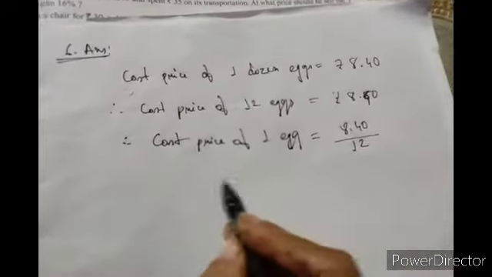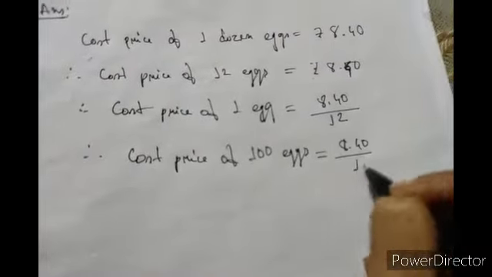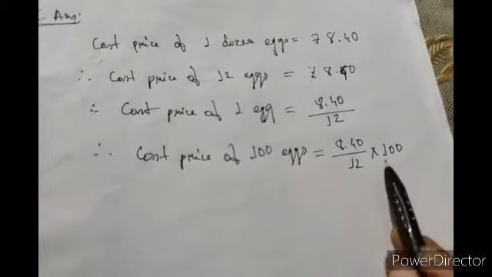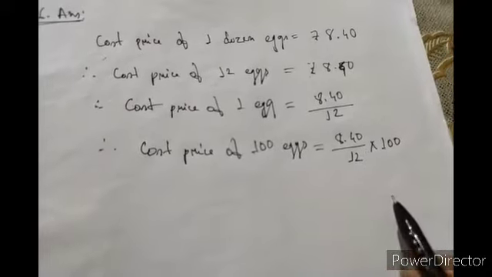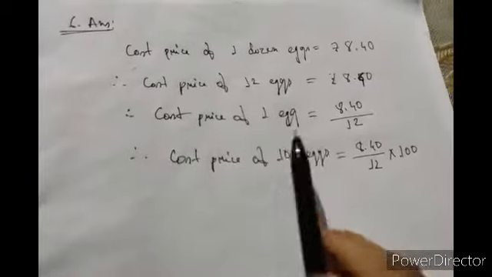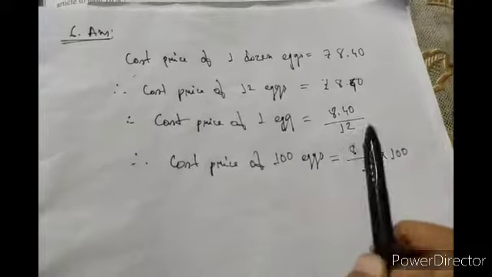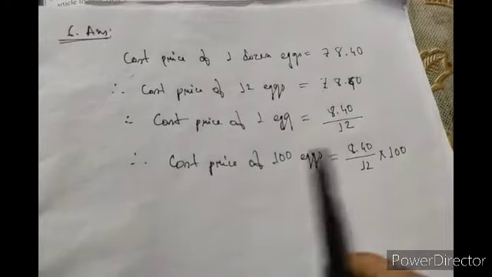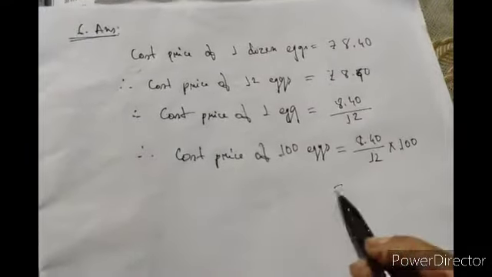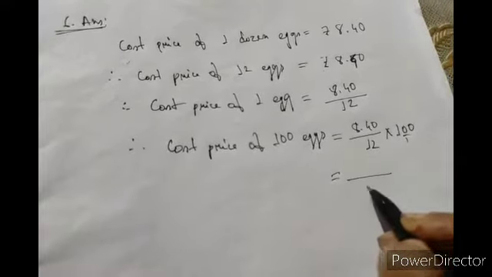So therefore cost price of 100 eggs will be 8.40 by 12 into 100. Now I think this is clear for everyone, we are multiplying this with 100. Now we discussed this in unitary method also. Cost price of 1 egg is this much, cost price of 2 eggs is this much into 2, cost price of 3 eggs is this much into 3. So cost price of 100 eggs will be this much, 8.40 by 12 into 100. Now see what we need to do. Now there is 1, na, so 12 ones are 12.